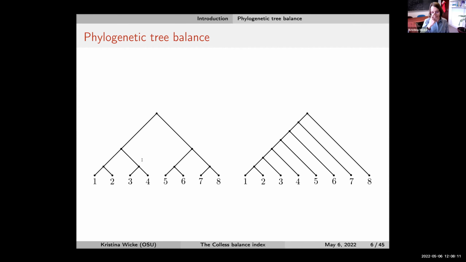Okay, so let me start with an example. Suppose we are given those two trees.